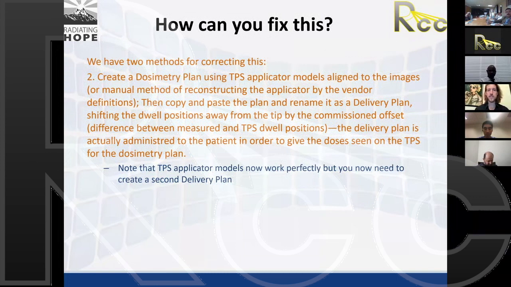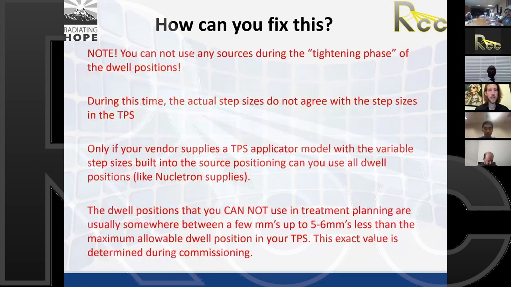Okay, so again, this is just reiterating what I've already explained in that video. So important note, you cannot use any sources during the tightening phase of the dwell positions. So in those first couple dwell positions, in my case between 1300 and 1295, where it was just tightening around the inner ring and the source wasn't moving, you can't use dwell positions during this tightening phase. Because during this time, the actual step sizes do not agree with the step sizes in the TPS.